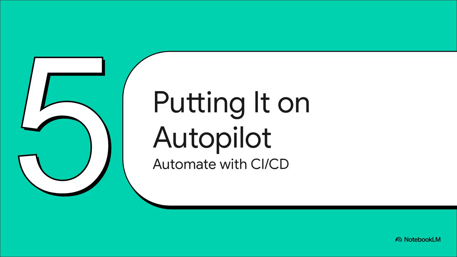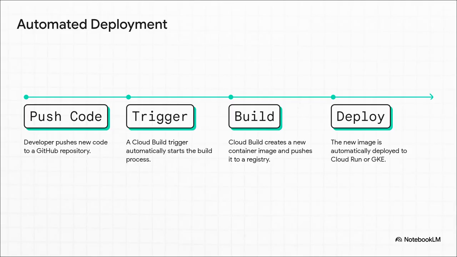Okay, so you've chosen your path, convenience or control, and you've successfully deployed your app. But are you going to manually do all that every single time you change your code? Of course not. It is time to put this entire journey on autopilot with what we call CI/CD, or continuous integration and continuous delivery. And the process, when you automate it, is just beautiful.